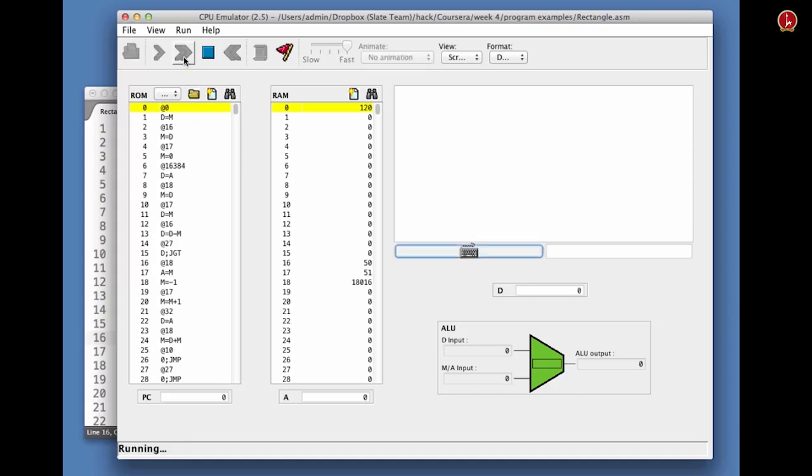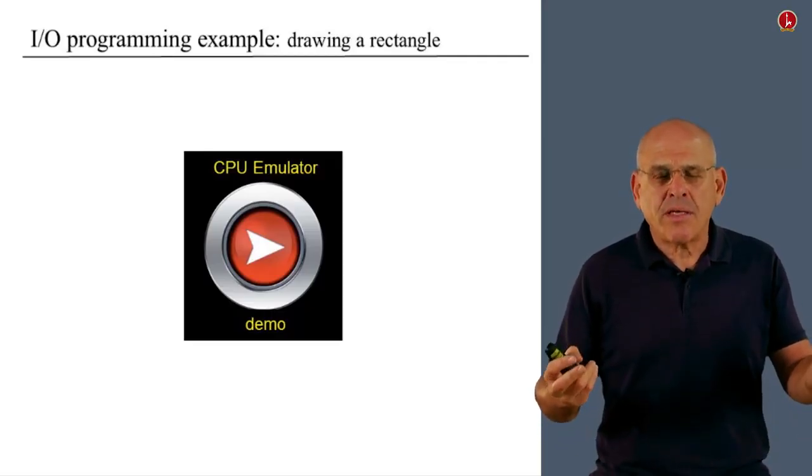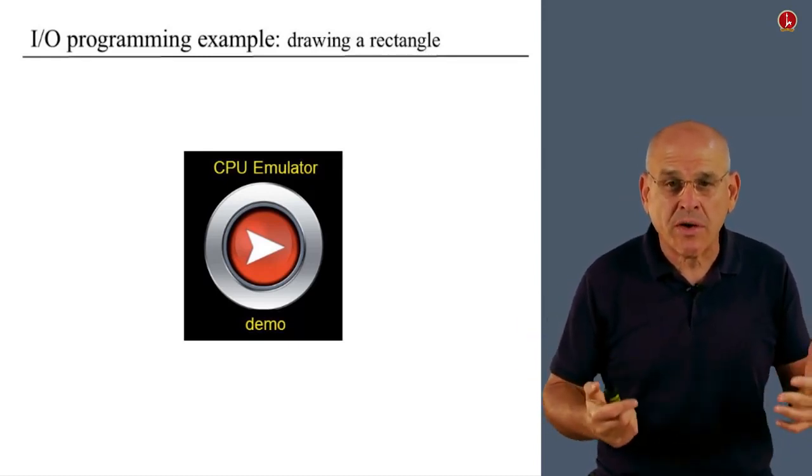So let's do that. And as you see, a rectangle of 120 rows by 16 pixels has been drawn instantaneously. Of course, as a low-level programmer, you know that this program required 120 iterations, and in each iteration we had to execute several machine-level commands. So this has been a demo in which we illustrated how to use the CPU emulator in order to execute a graphics-oriented program.